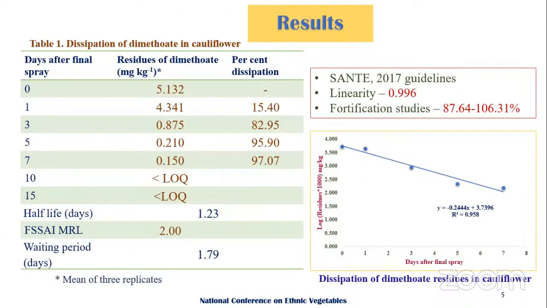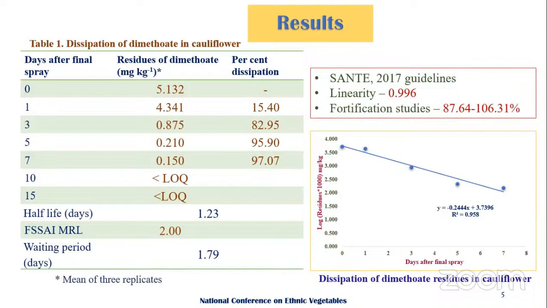Prior to the quantification of the results, we validated the method as per SANTE 2017 guidelines, and the linearity and fortification studies were well satisfied as per the SANTE rules. Coming to the results, we can see that at 0 day, that is 2 hours after spray, and 1 day after spray, the dimethoate residues in cauliflower were relatively higher, that is 5.13 mg per kg, and 4.341 mg per kg at 1 day after spray.